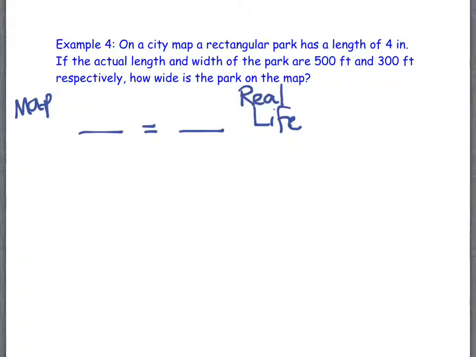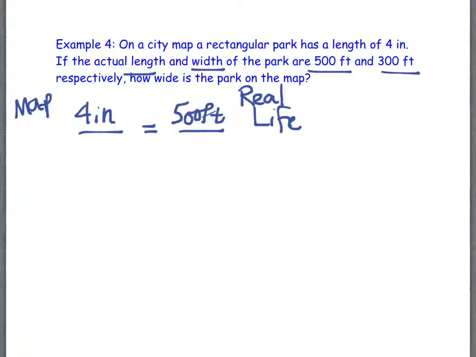Let's talk about the map first. What do we know about the map? We've got stuff about inches on the map, right? The map is in inches. And 4 inches is one of the dimensions on the map. What is it the dimension for on the map? The length. So I want to compare that to the length in real life. And what is the length in real life? It's the 500 feet, right? And they're just doing it in order, length and then width. So this is the length and then this is the width.